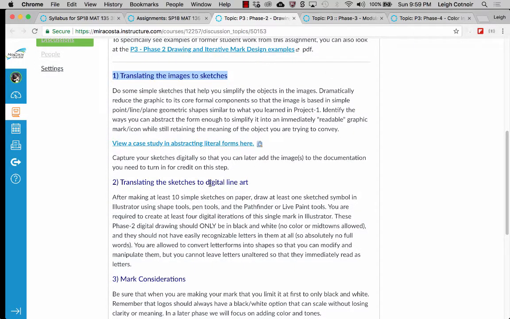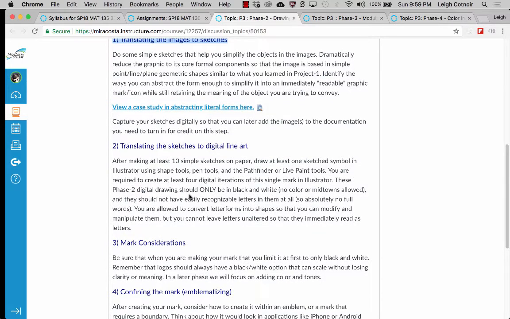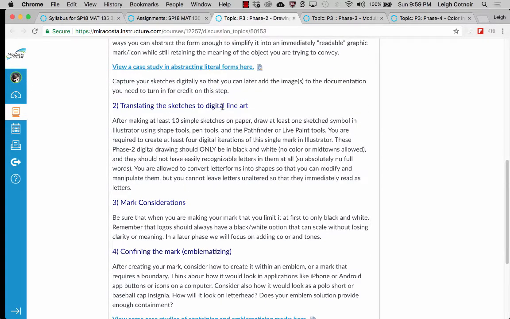All right, so you're going to do those sketches, and you're going to make some digital sketches in step 2, where you're translating those sketches to digital line art. And you're going to make at least 10 simple sketches on paper, all right? At least 10. And then you're going to take one of those 10 that you think is the best. You can explore more than one, but you're only required to take at least one of those 10 that you think would be the best way to go, or be the best launch point. And you can start drawing that particular one, but you're going to have to do at least 4 iterations of that one sketch that you've chosen from your hand sketches.